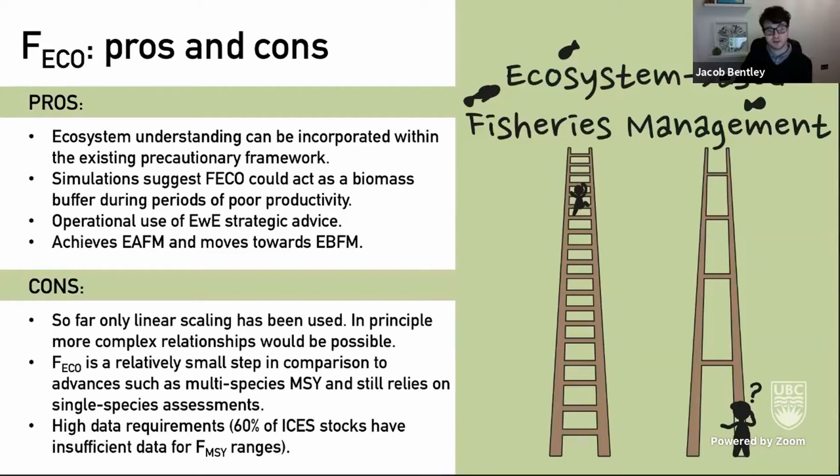So in order to move in the FMSY range, the stock would need to have an FMSY range. I think about 60% of ICES stocks have insufficient data for this kind of range. So it's only the really heavily studied commercial species that this kind of approach would be able to be implemented for at this point.